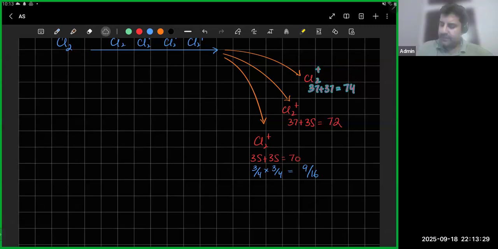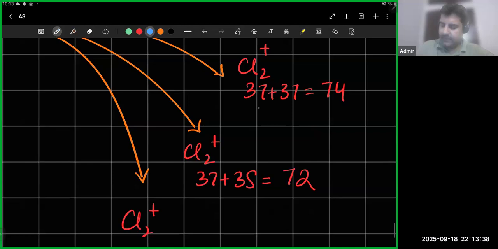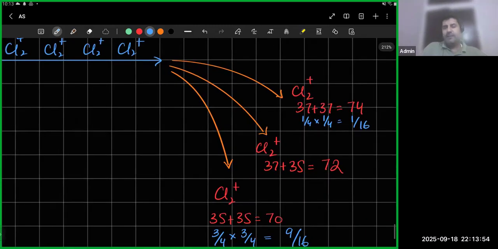At the same time, calculate the other two as well. For 74, the upper one, what are the chances of getting 37? That's 1/4. And the other one also being 37 is also 1/4. So that's going to be 1/16. That means the 74 will be detected very rarely. Out of 16 detections, there's only one chance of detecting 74.